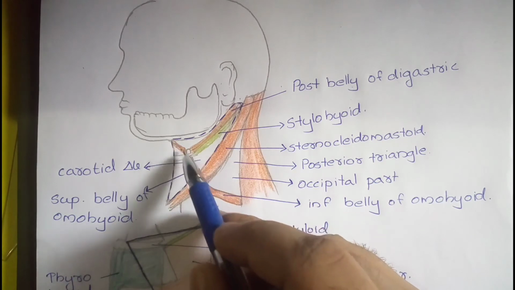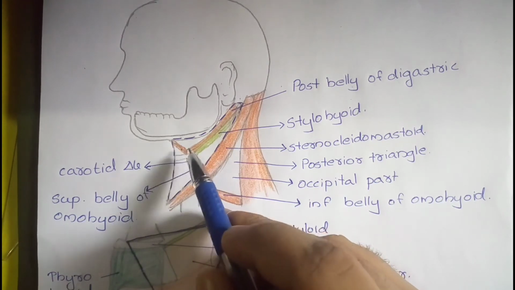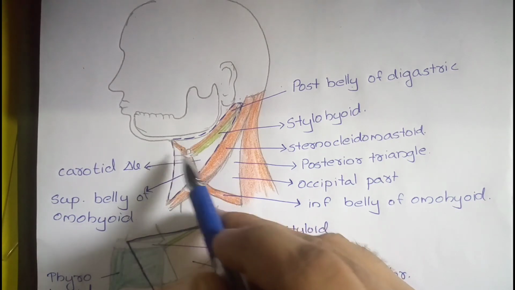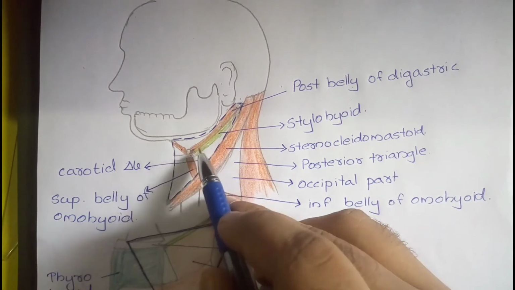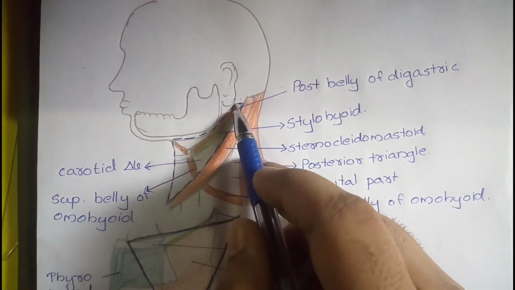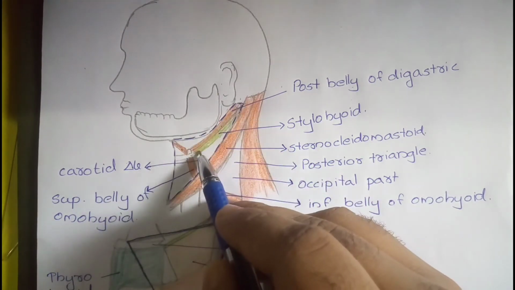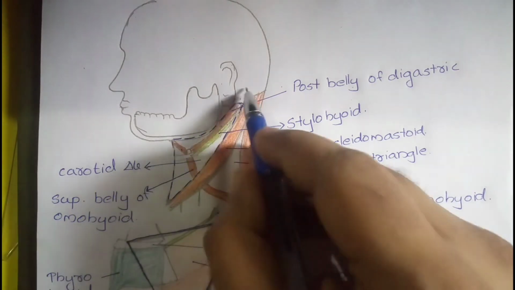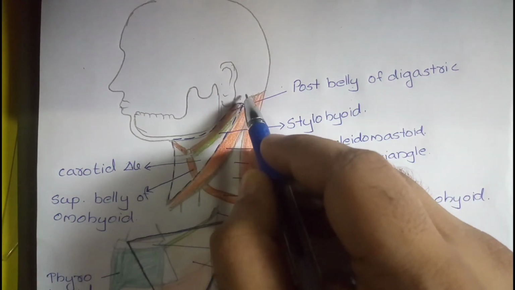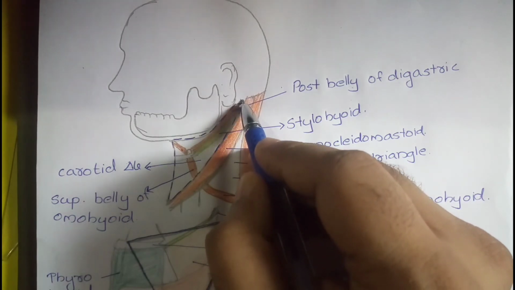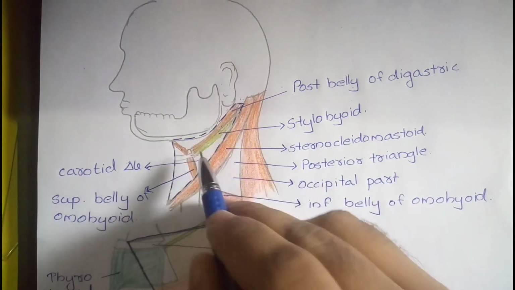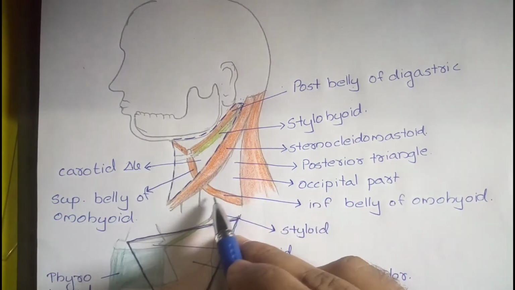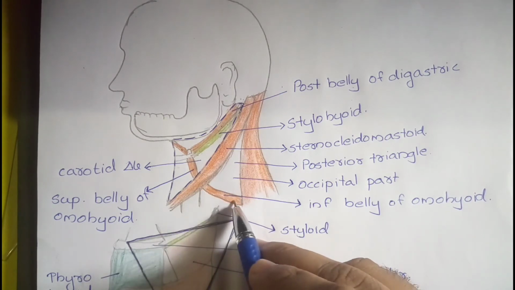This is the anterior belly of the digastric, but in the carotid triangle it has no such relevance, so I didn't denote this muscle. And this is the posterior belly of the digastric, and this green structure is the stylohyoid ligament. There's a bony structure named the styloid process. The ligament that connects the styloid process and the hyoid bone is the stylohyoid ligament. This is the superior belly of the omohyoid, and this will be the inferior belly of the omohyoid.